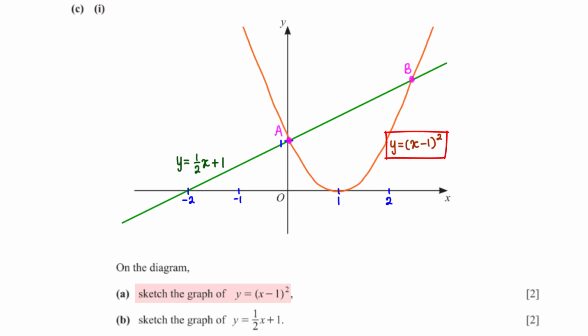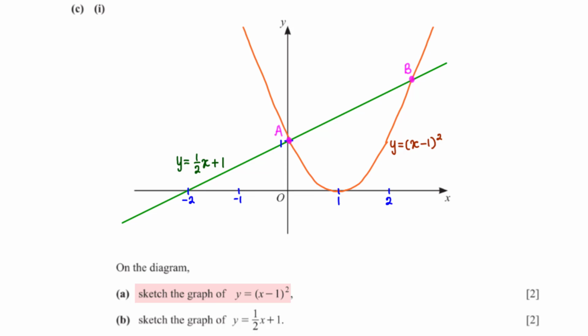And since there is no constant adding or subtracting x minus 1 squared, then the y-coordinate of the turning point is 0. And so the coordinate of the turning point is 1, 0. This means the curve sits above the x-axis.